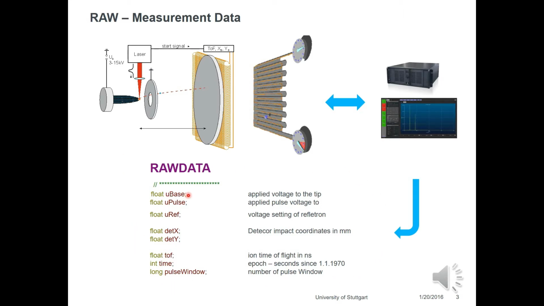So here you see a snippet of the definitions. We store the necessary information like the voltages applied. If you need a reflectron, you also store the voltage set to the reflectron, the detector impact position, the time of flight, a time indicator during the measurement, and the pulse window, which is identifying multi-hit events for later multiplicity evaluations.